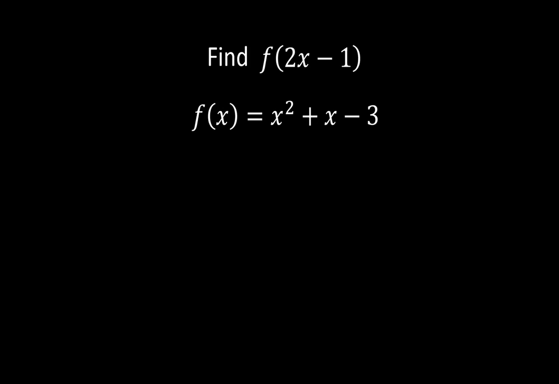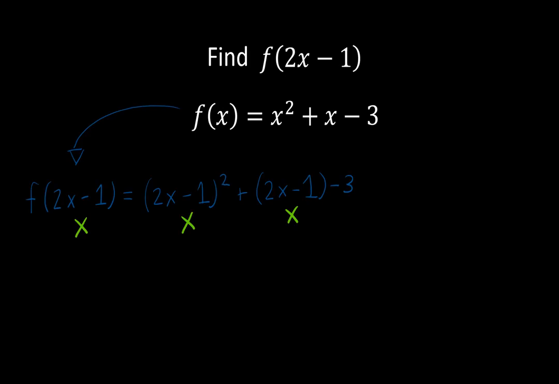In this example, we're asked to evaluate function f when x is equal to 2x minus 1. Now, there's no need to panic. We're still going to follow the same process that we've been following. Everywhere I see an x in the function f of x, we're just going to substitute 2x minus 1 and then simplify as much as we can. That would give us f of 2x minus 1 is equal to 2x minus 1 squared plus 2x minus 1 minus 3. And notice all I've done is substitute 2x minus 1 in for x.